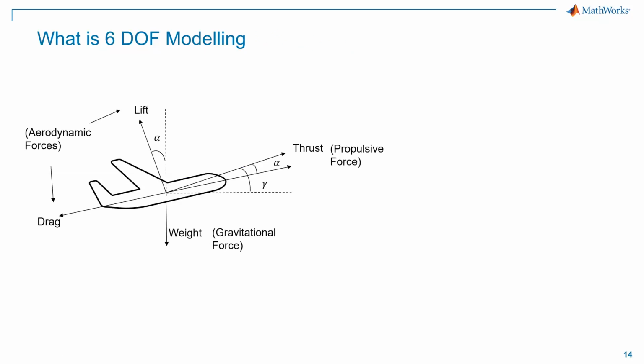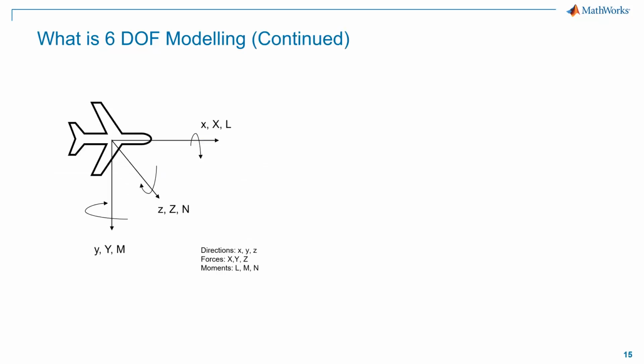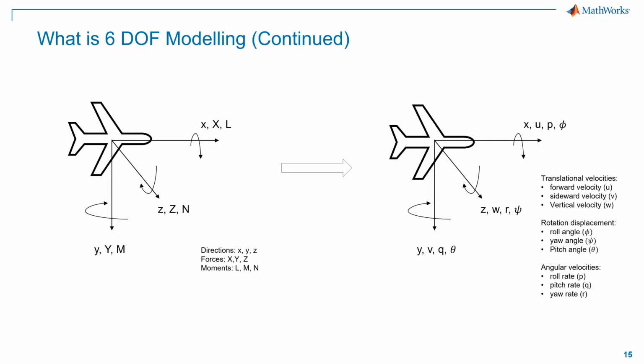If we try to generalize those forces in a particular direction, consider a body reference frame where small x, y, and z are the directions from the center of gravity. The x direction is from the center of gravity towards the nose of the aircraft, y is from the center of gravity to the right wing, and z is downwards. So those are the directions. In those directions, the forces are capital X, capital Y, and capital Z, and the moments are capital L, capital M, capital N. Those forces and moments result in the motions in the particular directions.